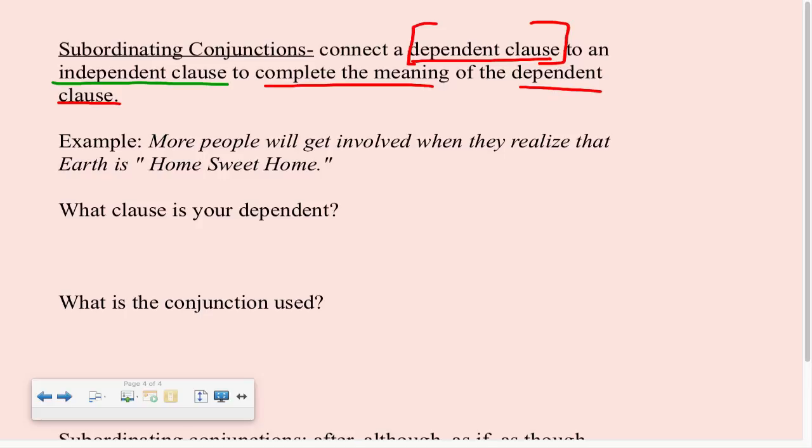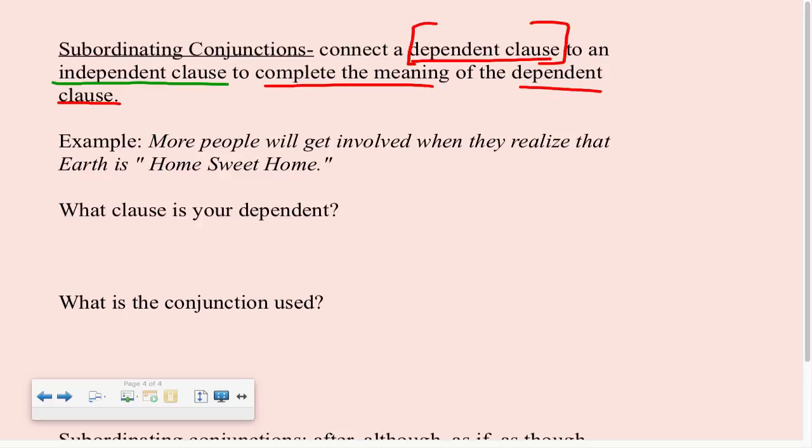You guys are students. Most of you have people who take care of you. And basically, you cannot live by yourself. Correct? You need an independent clause, or a parent, to provide for you to make you whole, just like a subordinating conjunction. It's a part of a dependent clause, and without that independent clause, it cannot make a complete sentence.